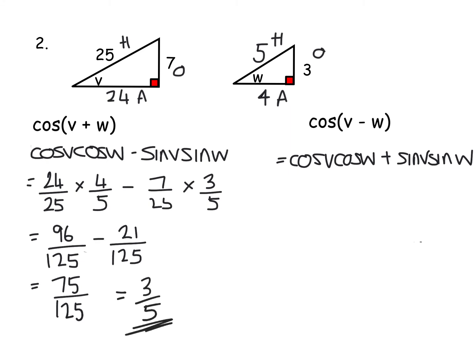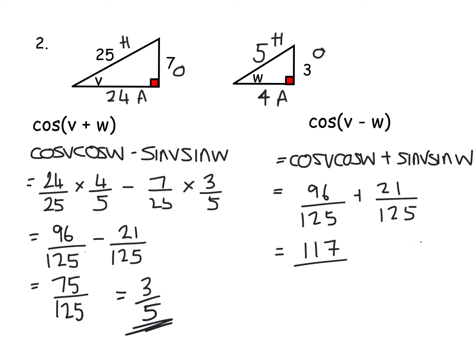Now the other expansion is the exact same working as over here, but it's going to have a plus in the middle. So I'm just going to skip a line, and I know that it's going to be 96 plus 21 over 125, which gives me 117 over 125. And that would be that one.